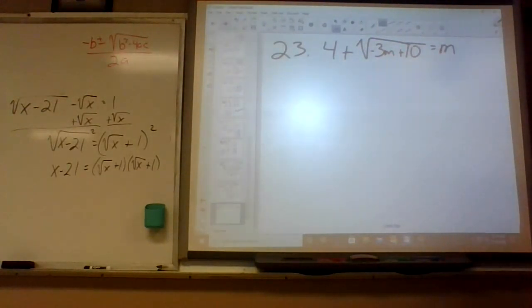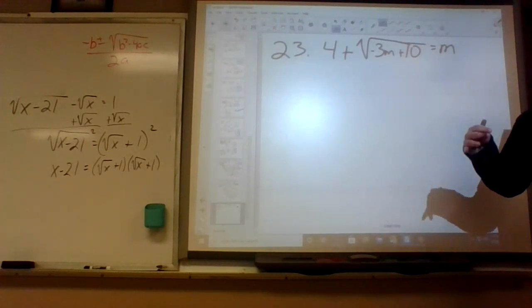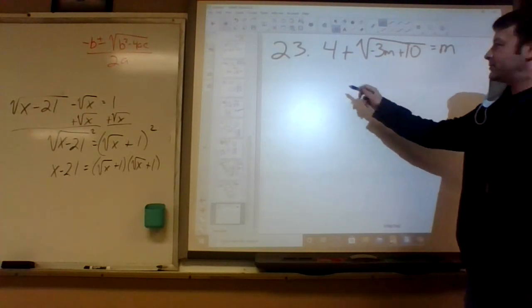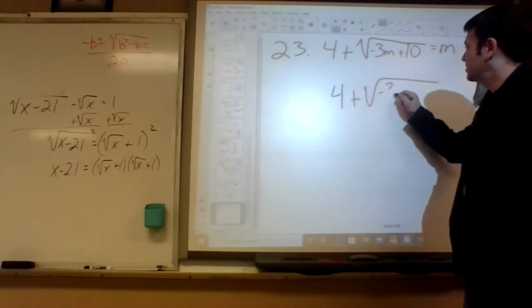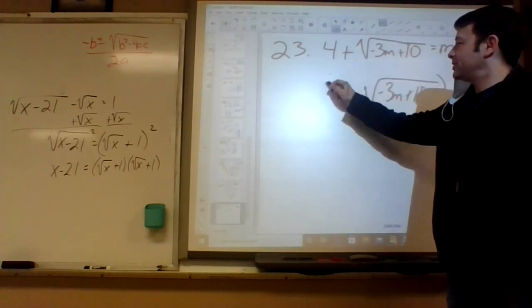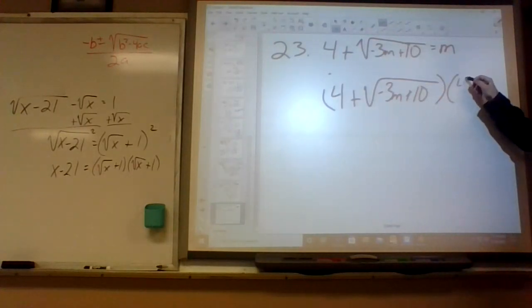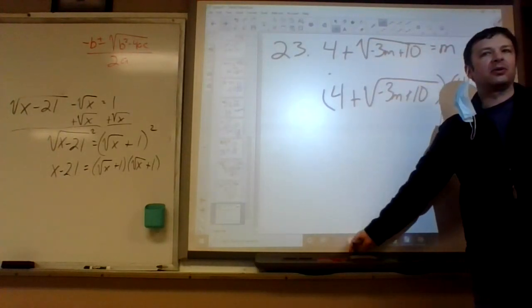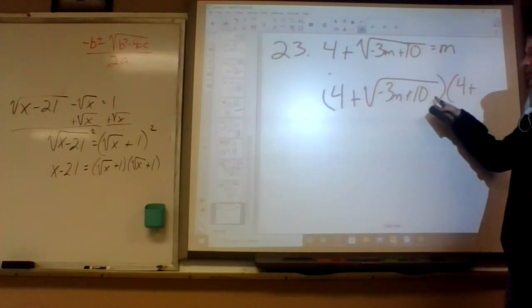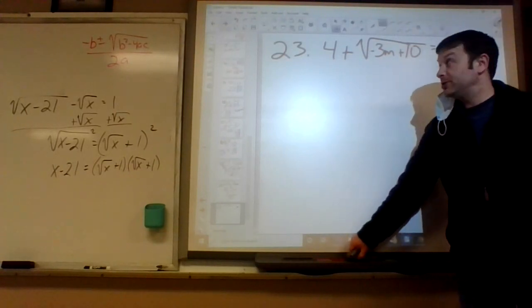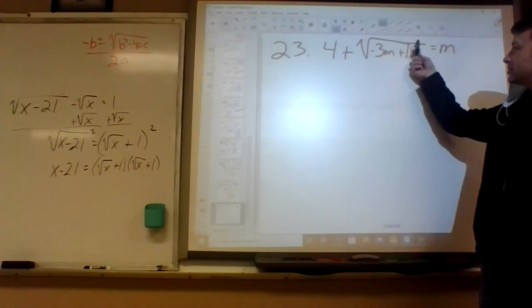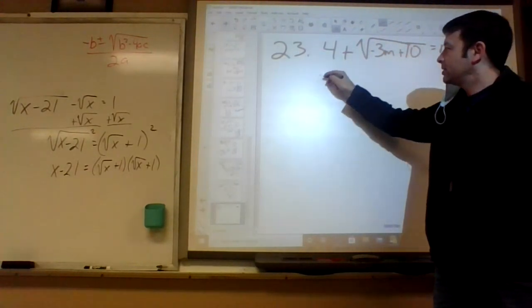Okay, what do you guys think we should do for 23? Square the square root, right? Okay, you can't just square the square root. You've got to square the whole left side and the whole right side. And you don't really want to do that right now, because if I squared the left side, it would be a giant FOIL problem. So what you want to do is get the 4 to the right side, so that when you square both sides, it'll just get rid of this square root.